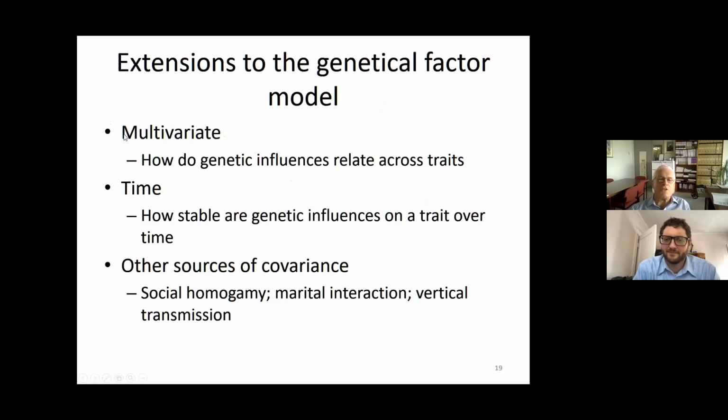So just to finish that off, this development enabled us to really tackle multivariate genetics. It's enabled us to tackle time problems and to look at other problems in behavior genetics, like the sources of assortative mating, interaction between spouses and other family members, and the transmission of culture down through pedigrees.